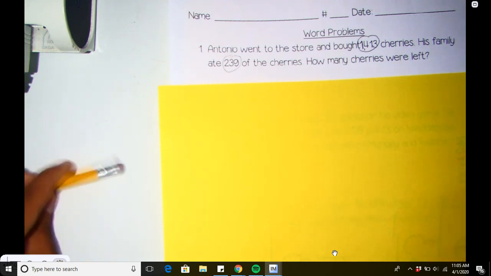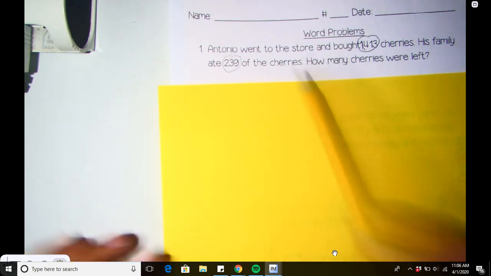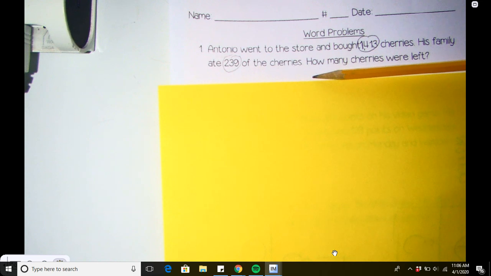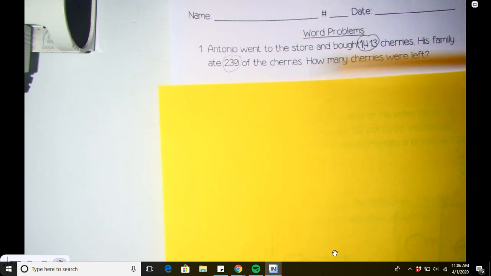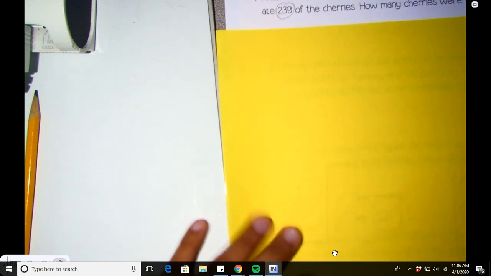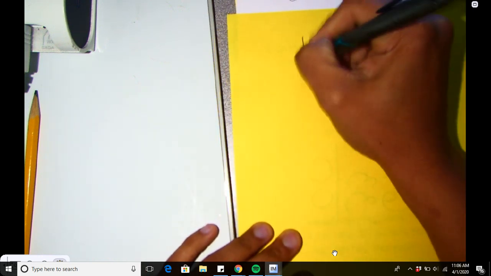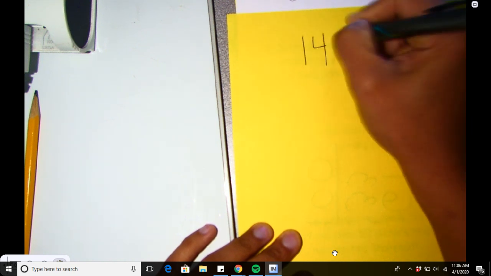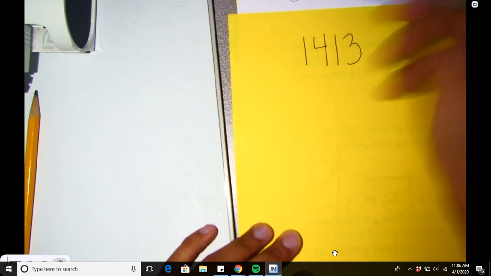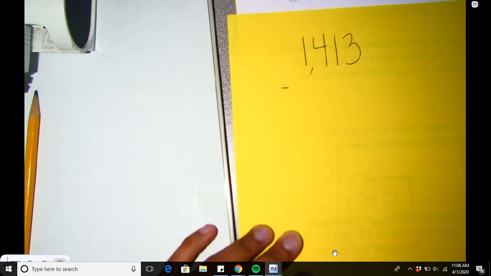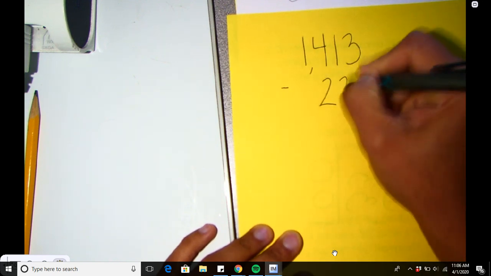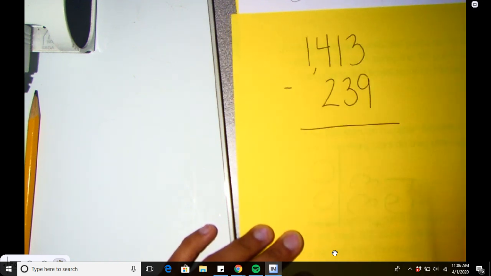So this is where I'm going to come, and I know because it's asking me how many cherries were left, and I ate some, I'm going to be doing subtraction. So I'm looking for the difference. So I'm going to set up my problem of 1,413 subtract 239. And again, we want to remember bigger bottom borrow.